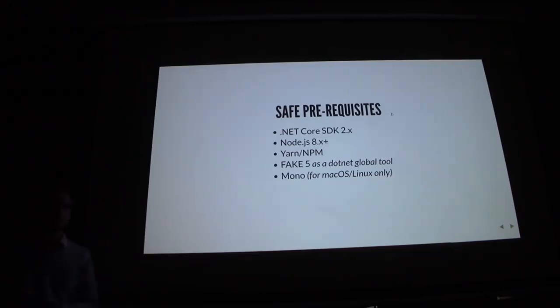Safe has some prerequisites, of course. That's .NET Core 2+. It's Node.js for building Fable applications because you need Fable and Fastpack. Yarn and NPM, which comes with Node. Yarn is a separate thing, but the recommended one. Fake 5 is a .NET global tool. That's super simple. If you are a macOS or Linux user, you might still need Mono, but actually not necessarily. And in the new version of F# and .NET Core, maybe you will not need Mono at all.